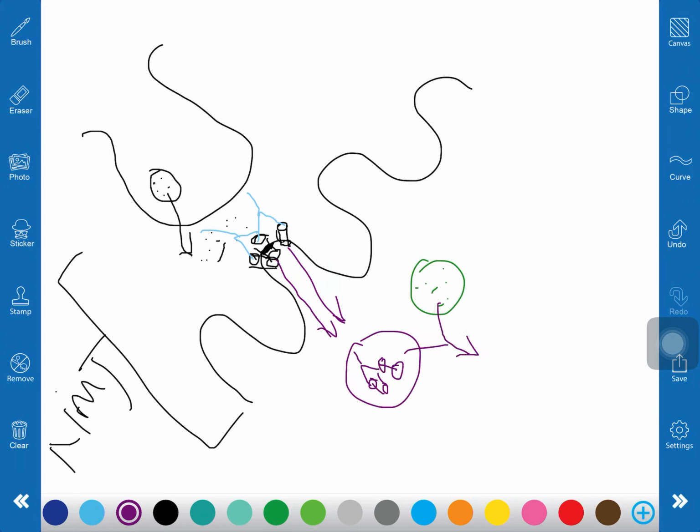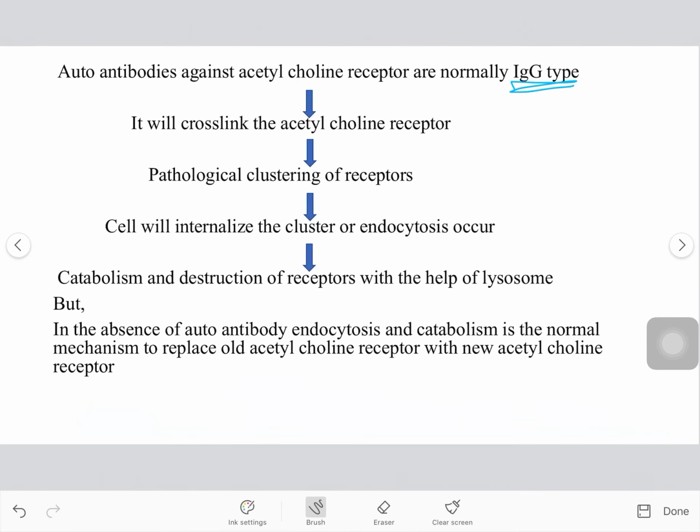Now these both will fuse with the lysosome and form phagolysosomes, and the muscle cell will destroy this. The enzyme present inside the lysosomes is a hydrolytic enzyme that will destroy these vesicles, the receptors, and the autoantibody. This is the pathological condition. It will cross-link the acetylcholine receptors, causing pathological clustering of the receptors, as we saw. The cell will internalize the cluster through endocytosis, and then catabolism and destruction of the receptors occur with the help of the lysosomes.